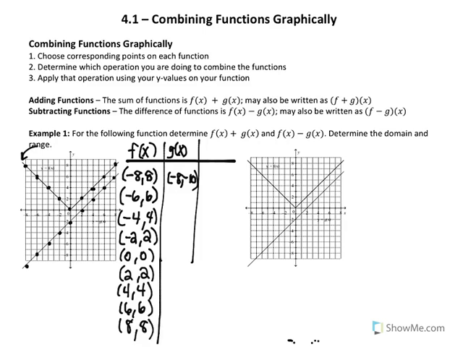And for g of x, you should have got -6 and -8, -4 and -6, -2 and -4, 0 and -2, 2 and 0, 4 and 2, 6 and 4, and 8 and 6.